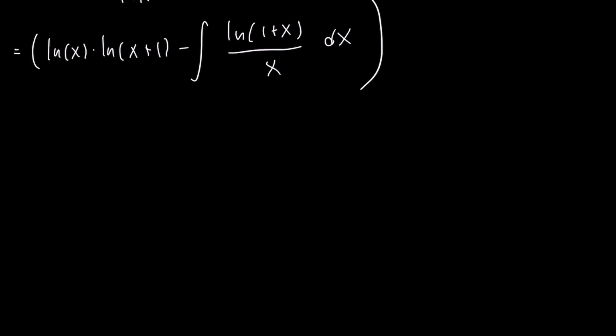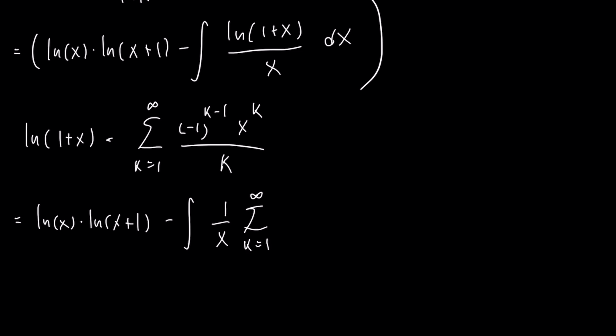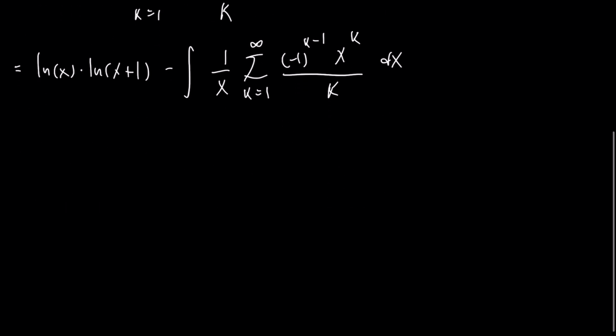And we will use the series representation of the natural log, and we have that the natural log of 1 plus x is equal to the sum from 1 to infinity of negative 1 to the k minus 1, x to the k over k. So we have the natural log of x times the natural log of x plus 1, minus the integral of 1 over x times, replacing the natural log with the sum, the sum from 1 to infinity of negative 1 to the k minus 1, x to the k over k dx.